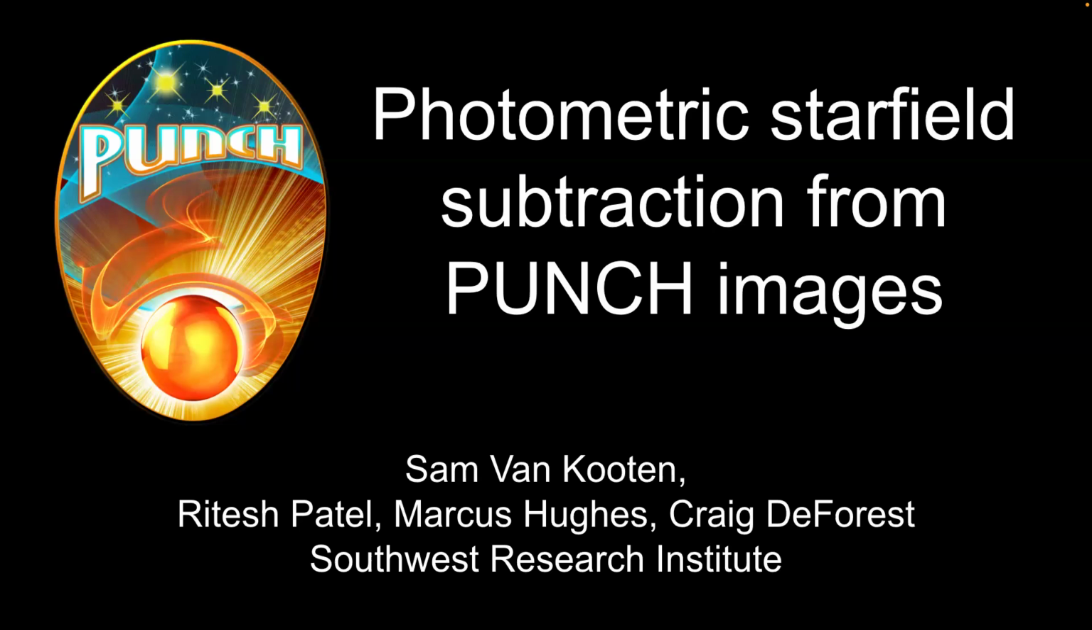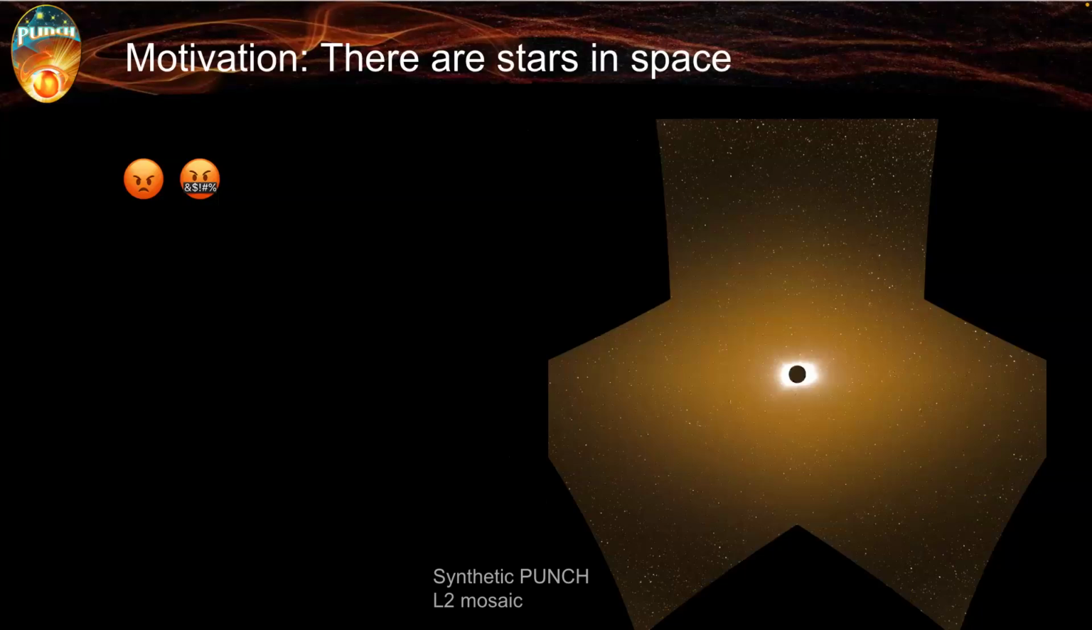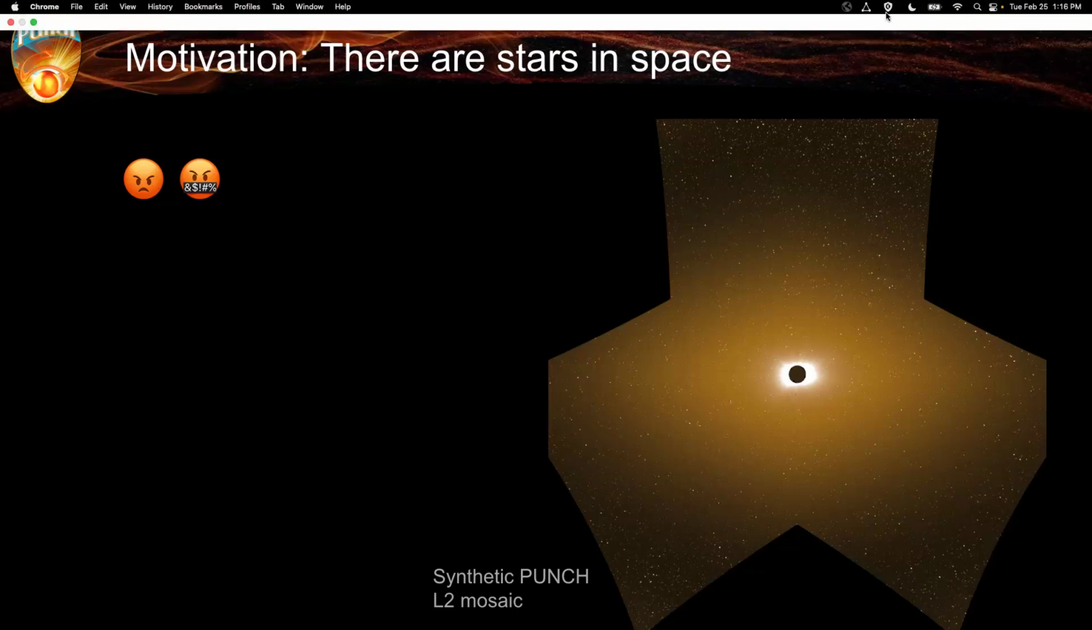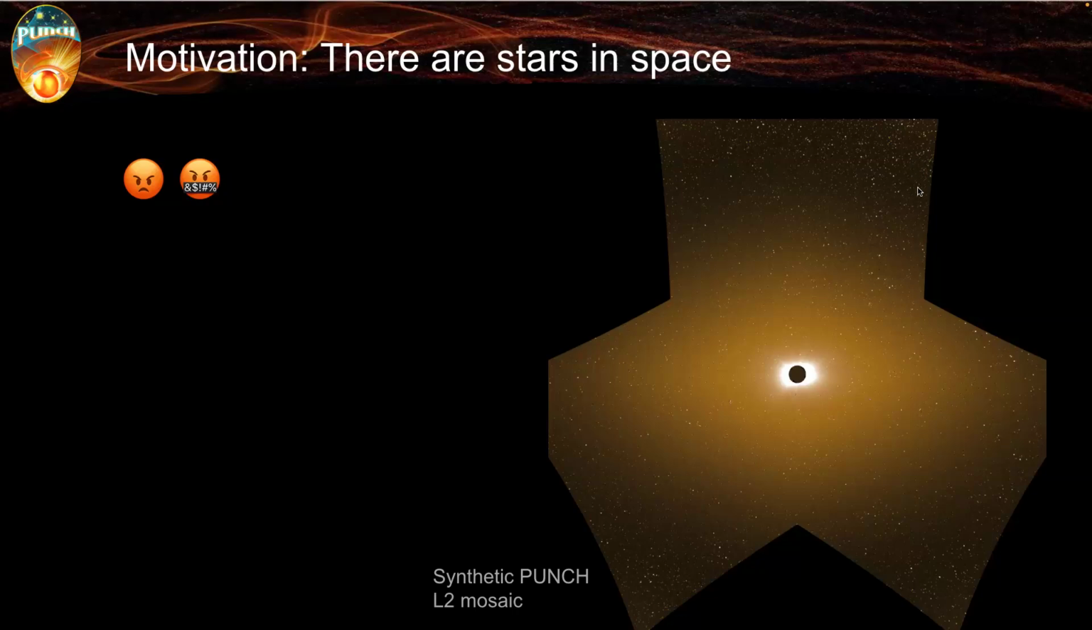I'm just going to take you on a tour of how we're planning to do the starfield subtraction with the PUNCH L3 images. So the motivation for that is that there are stars in space, and we don't like that. Stars are beautiful. We all like stars, but PUNCH is funded under heliophysics, so they gotta go. Not allowed.